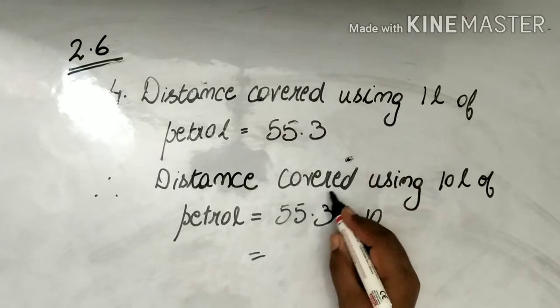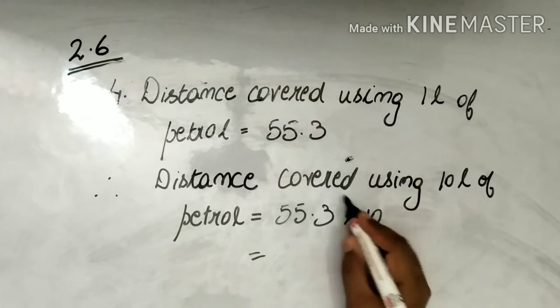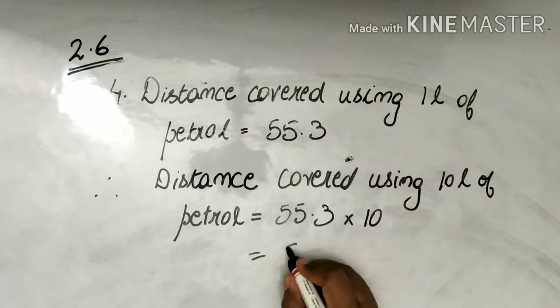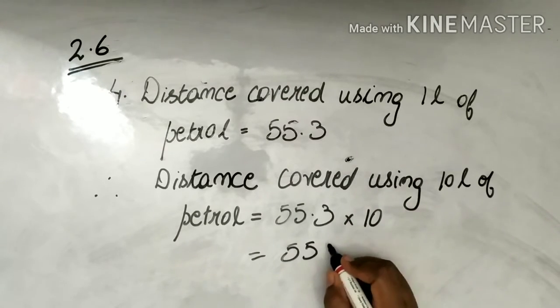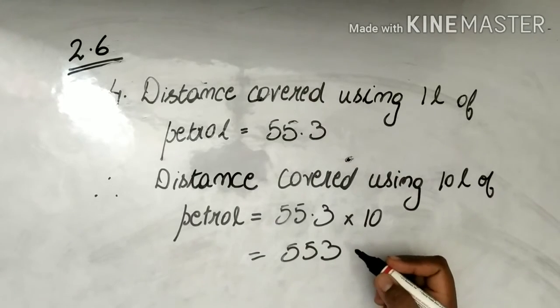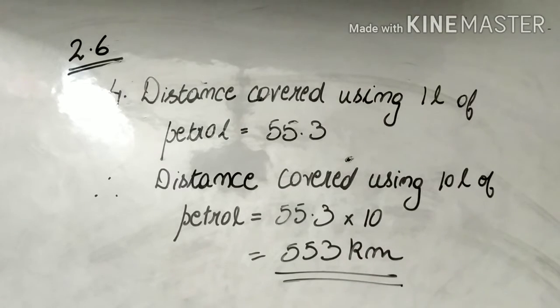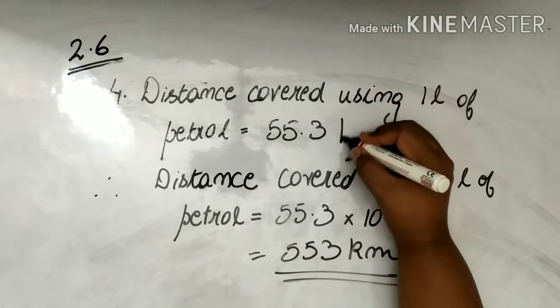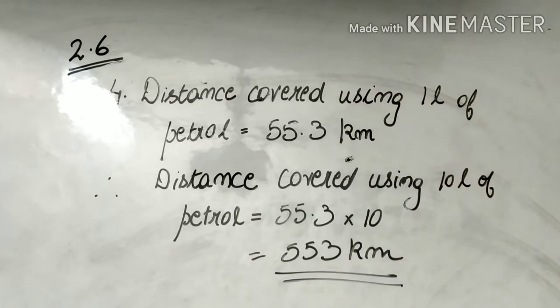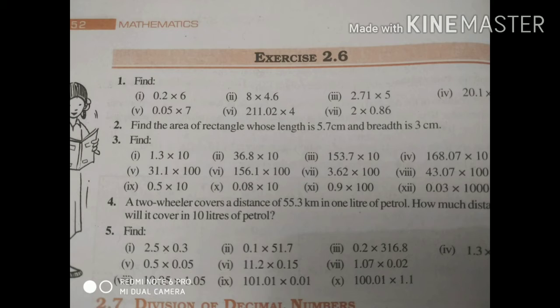So the next one, you can directly write the answer. Yes, this decimal will move right just once, and so the answer will be 553 kilometers. Okay, because this is also kilometers, right? Now the fifth question is multiplication of two decimal numbers. So let's solve the questions.